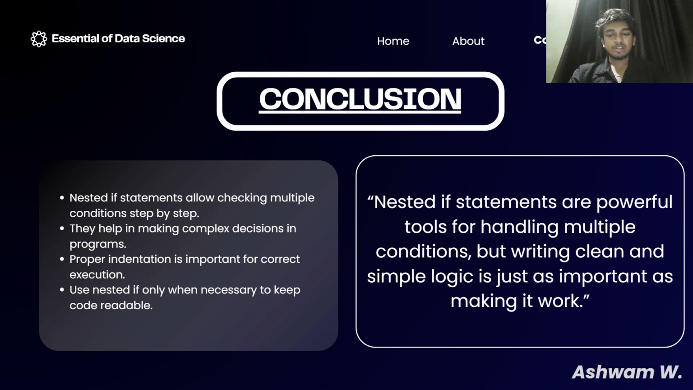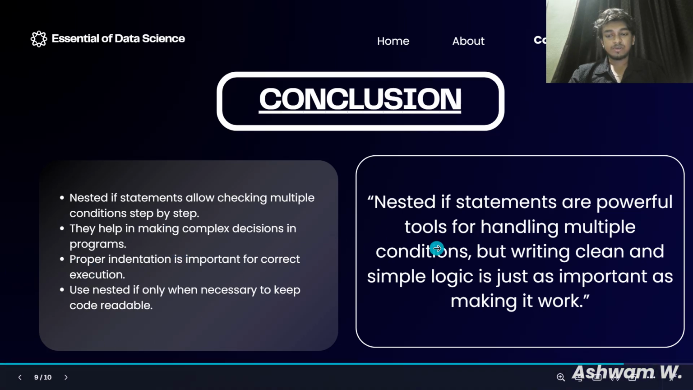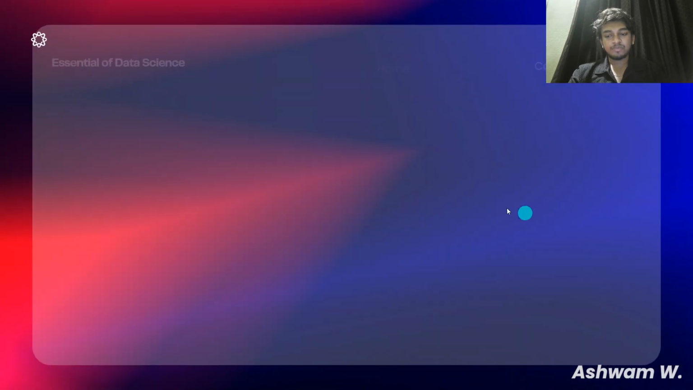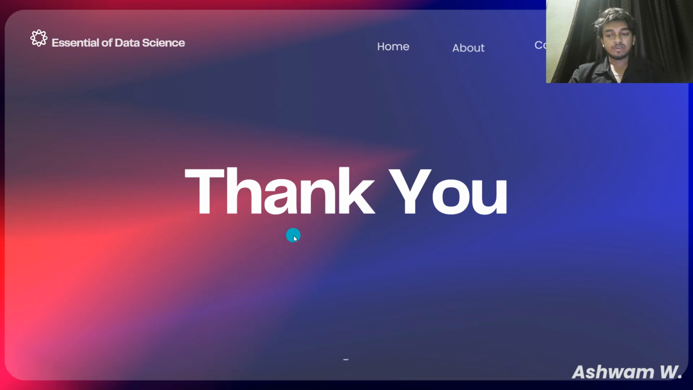We should only use nesting when it's necessary to keep logic clear and readable. Ultimately, these are tools to help us handle multiple conditions efficiently. But the goal is always to write logic that is as clean as it is functional.